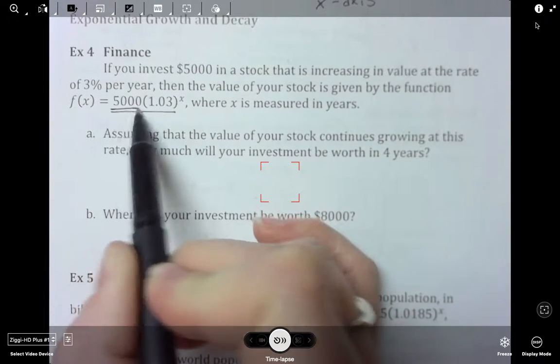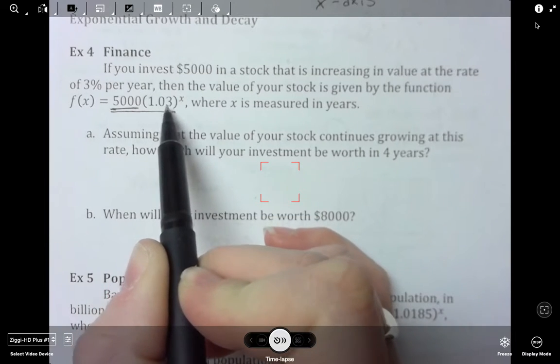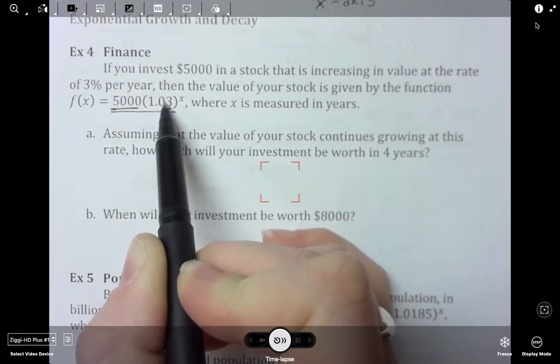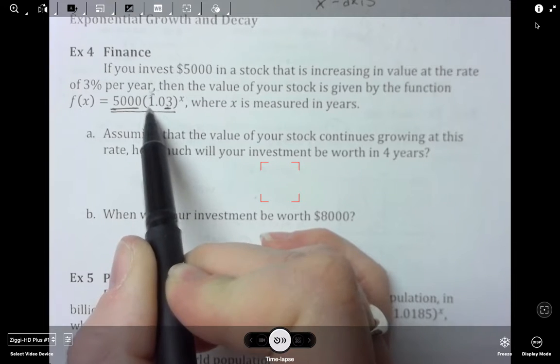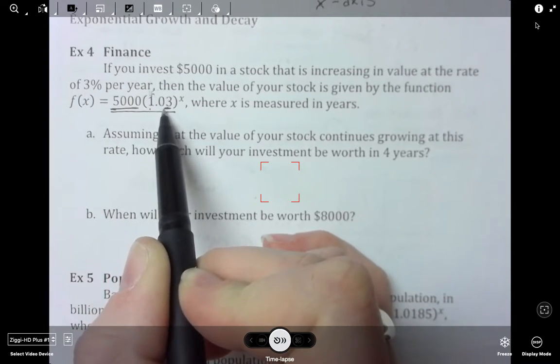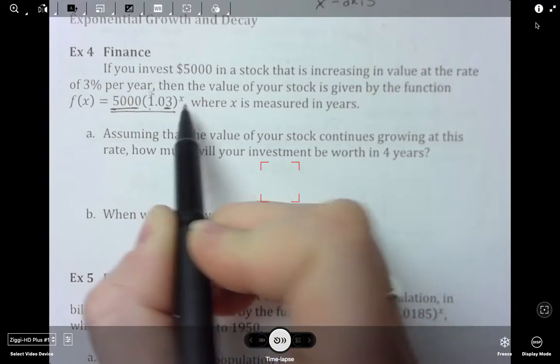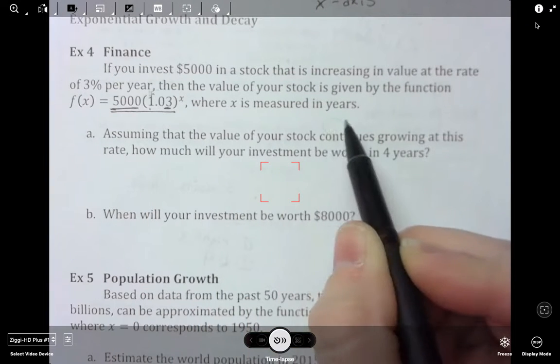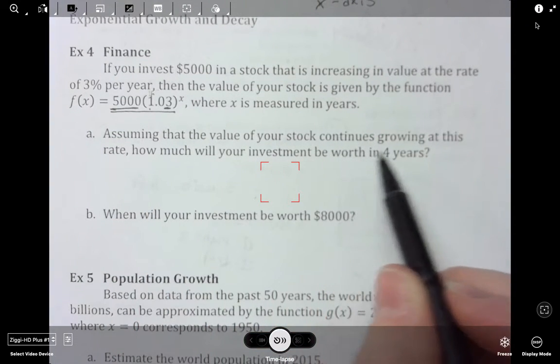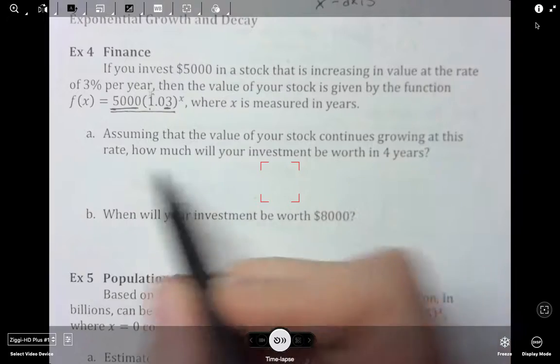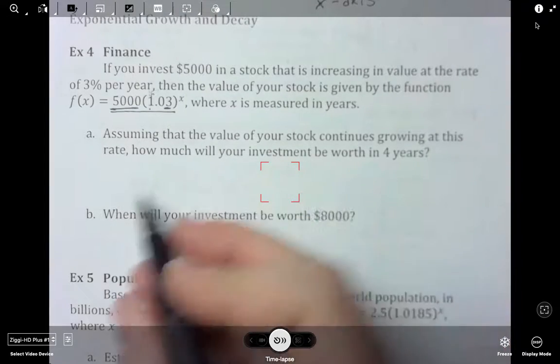This is your initial investment. They do 1.03 because you're taking that 3% and you're adding it back to what you originally had. So this is like 103% of the original, adding it back to the original. And I'm doing that over X number of years. So assuming that the value of your stock continues to grow at this rate, how much will your investment be worth in 4 years?